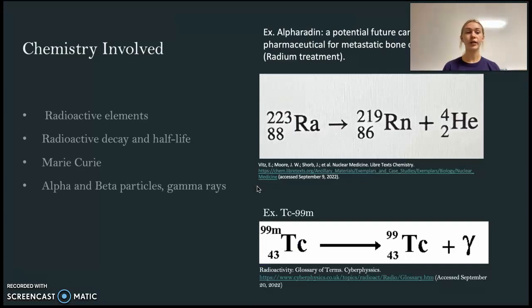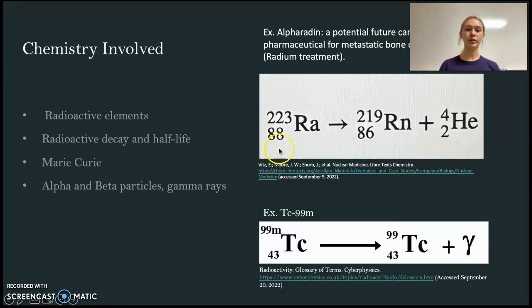Chemistry involved, obviously, your use of radioactive elements, radioactive decay and half-life, Marie Curie, and alpha and beta particles, as seen as the helium isotope over here, and gamma rays.